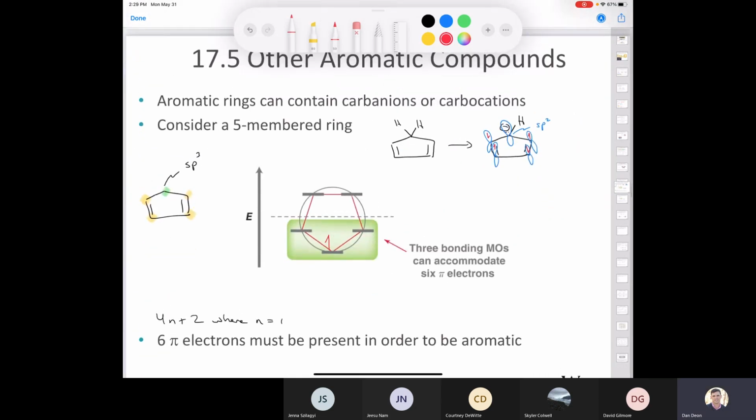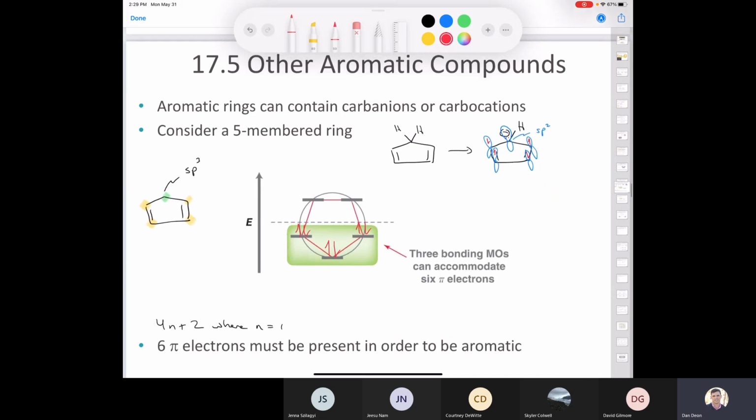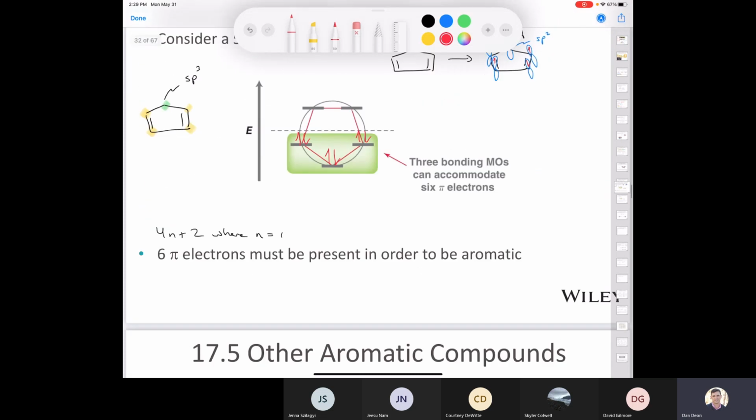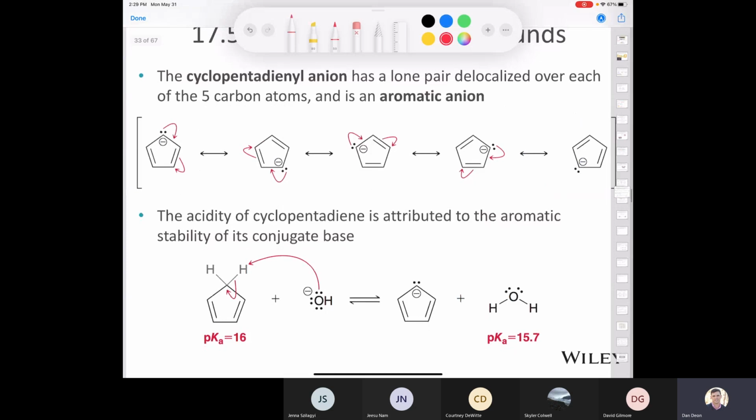If I have, look, 1, 2, 3, 4, 5, 6. I have a Huckel number, right? 4n plus 2, and n is equal to 1. I have that closed shell electron configuration. All the electrons are in bonding molecular orbitals. And that explains why the cyclopentadienyl anion is aromatic. It's actually an aromatic anion. So we don't necessarily have to have a neutral compound in order for it to be aromatic.